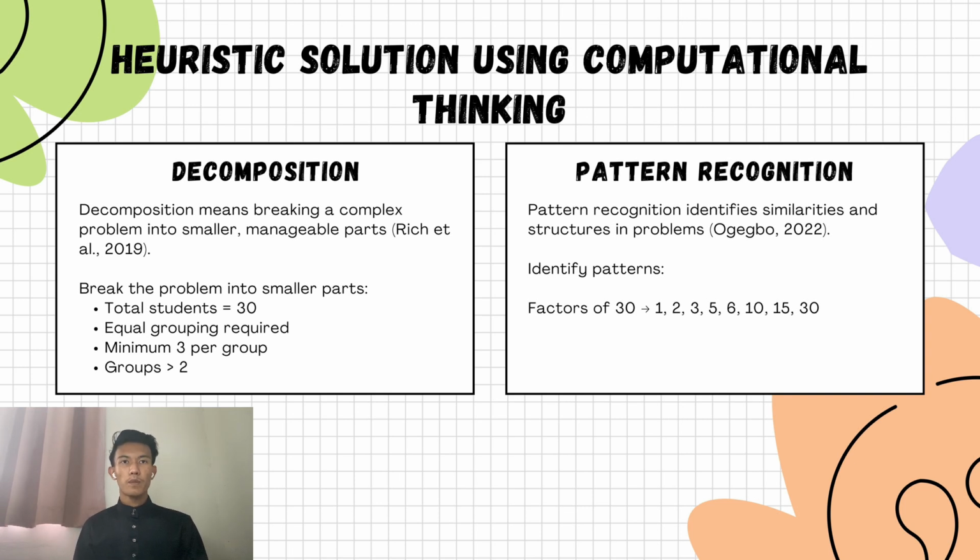And the next step is pattern recognition. Pattern recognition identifies similarities and structures in problems according to Ogekbo in 2022. We identify patterns by finding factors of 30. The factors of 30 are 1, 2, 3, 5, 6, 10, 15, and 30. Why do we use factors to solve this problem? We use factors because equal grouping means division, and division is related to factors. So instead of guessing, we use mathematical structure.